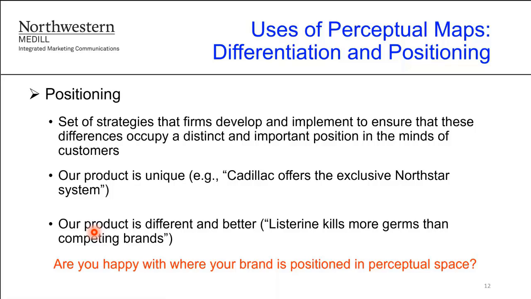If the product is positioned differently but it's not better or worse, then there's no point in positioning a new product, okay? So the new product should be uniquely positioned, so it should be different, but the value that we offer to the customers should be better. So after the positioning, we are asking, are we happy with where our brand is positioned in the perceptual space?